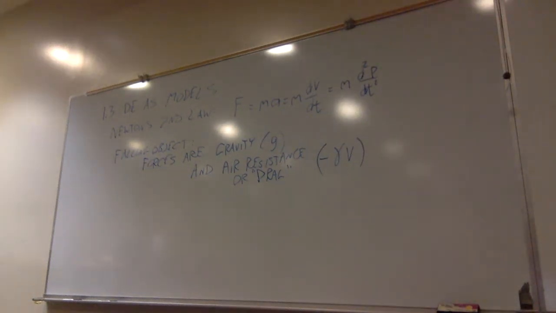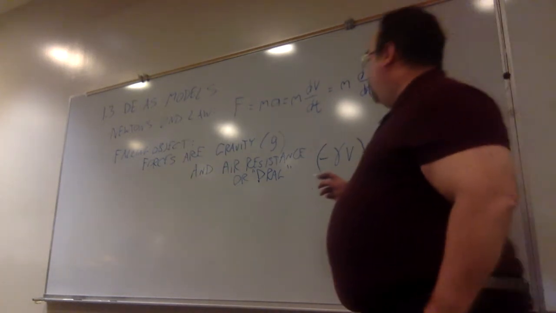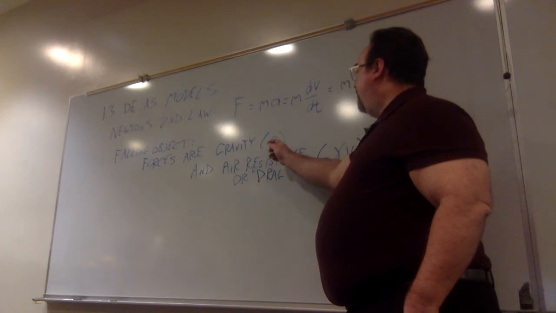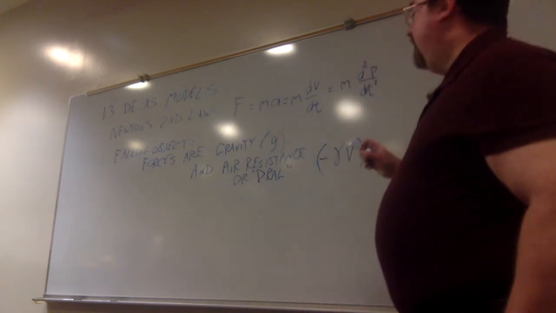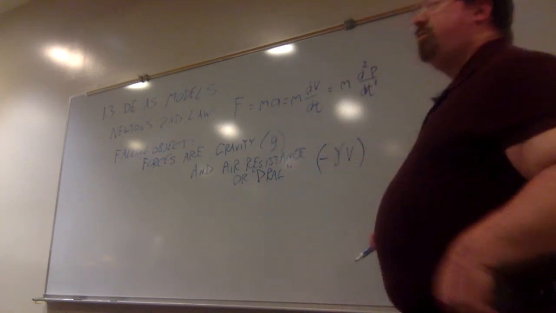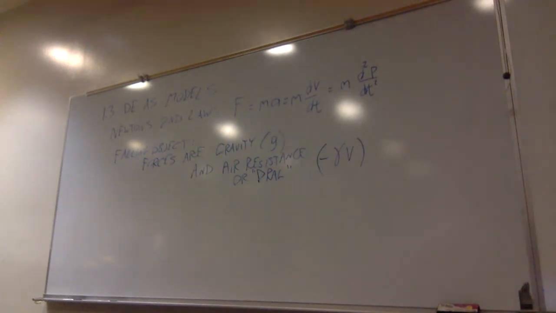Now, before I go any further, I need to talk about how I can justify making gravity positive and this force due to drag negative. Because certainly air resistance is something that is going to inhibit falling. It's going to reduce that velocity in the direction of motion.